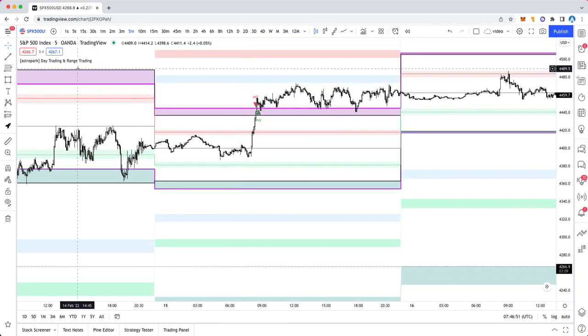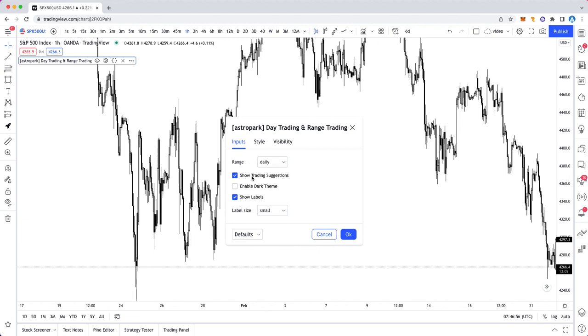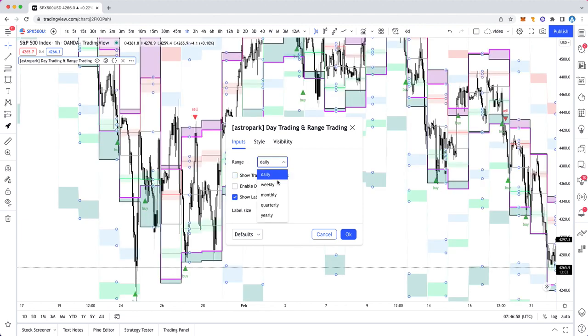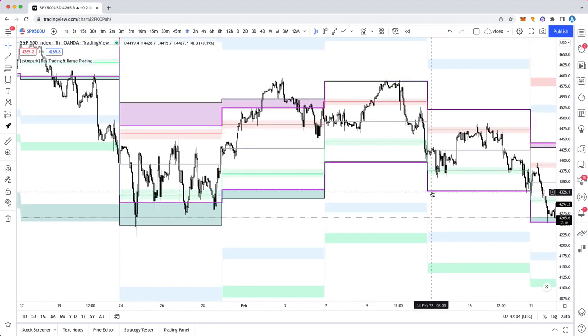Okay, so if, for example, we move for a moment, let's also disable the trading suggestion. We are on 1 hour. Of course, you can see the ranges are too thin. You can't trade anything. So my suggestion is to move at least to the weekly range. And yeah, you can see here, for example, a nice top suggestion.